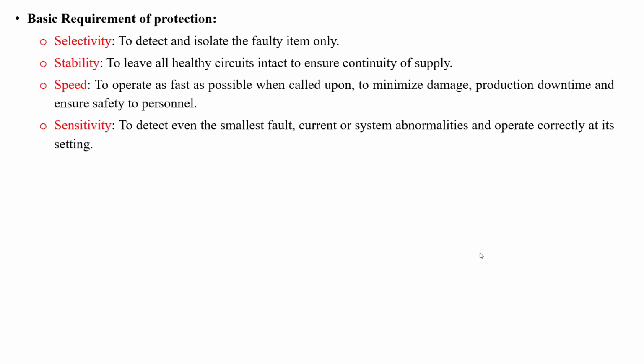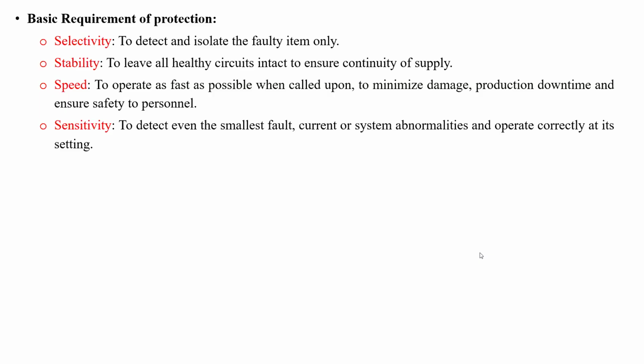The basic requirement for the protection relay, whichever you are selecting to protect the lines or to detect the faults, is selectivity. You should detect and isolate the faulty items only, because you should not trip the healthy sections. You should trip only the faulty sections. That's the reason selectivity is very important for the selection of a particular protection relay.